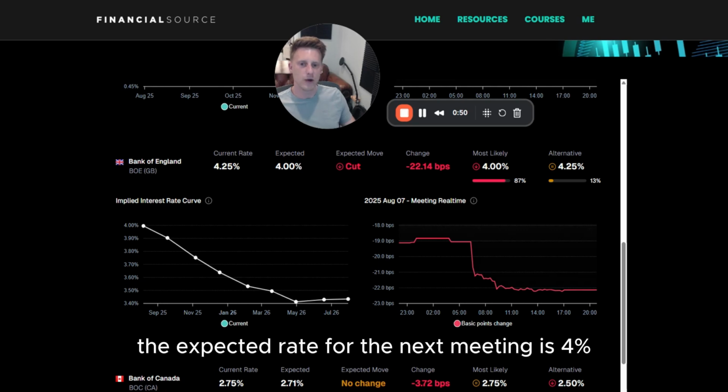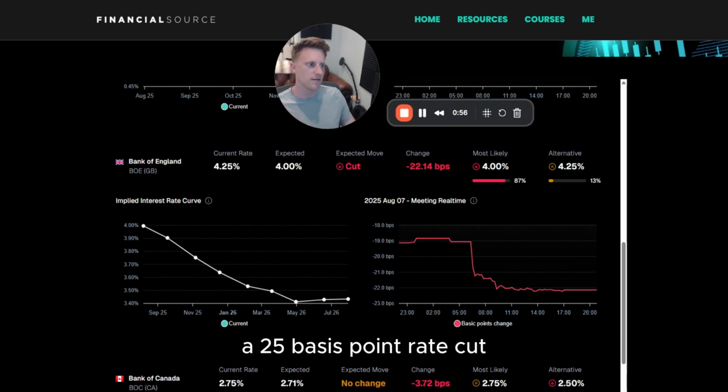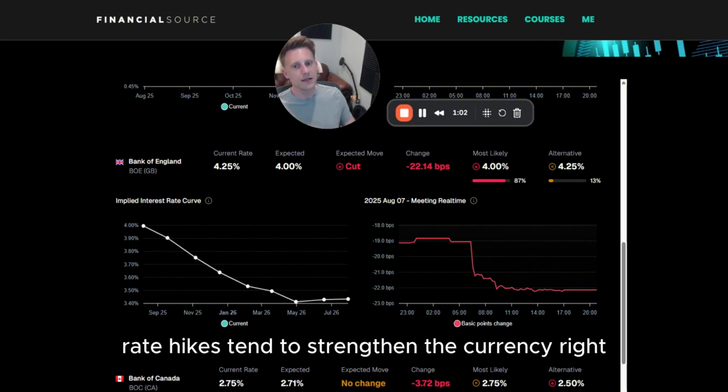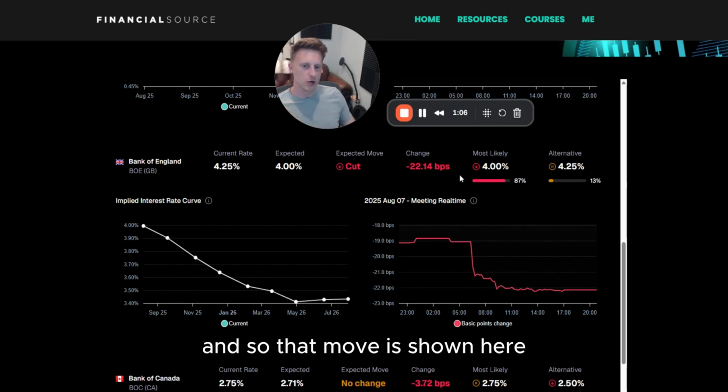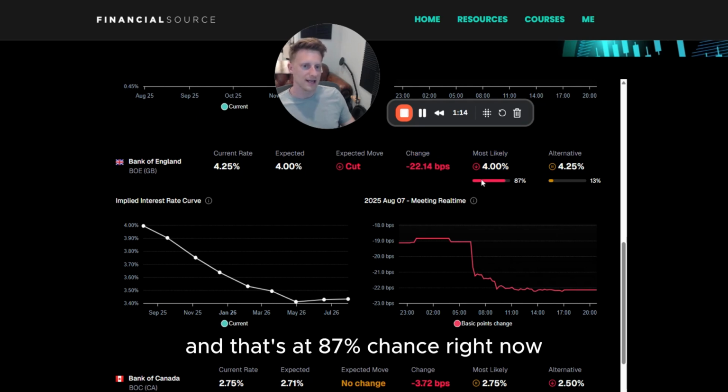So the current rate's 4.25%. The expected rate for the next meeting is 4%, which means the market's anticipating a 25 basis point rate cut. Remember, rate cuts tend to weaken the currency, rate hikes tend to strengthen the currency, right? And so that move is shown here, that expectation down 22.14 basis points. Most likely move, cut to 4%, and that's at an 87% chance right now.